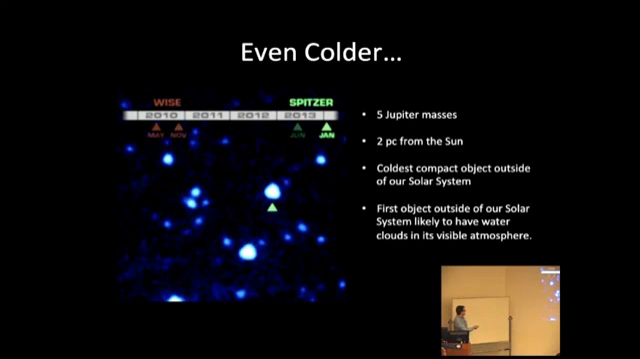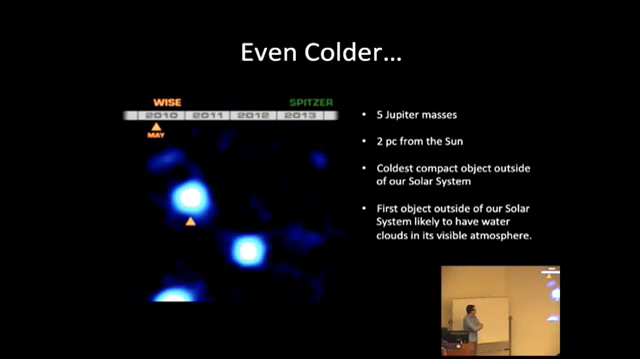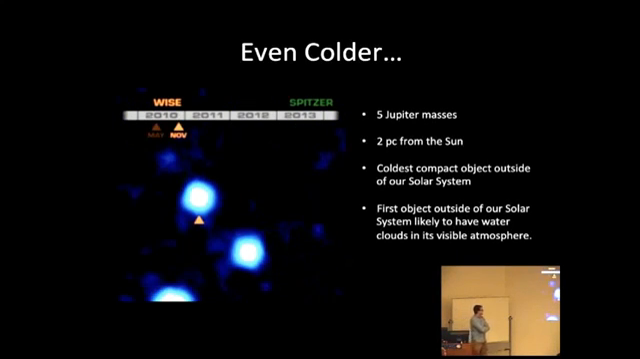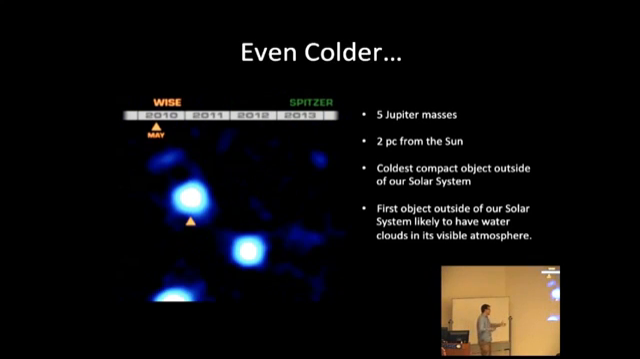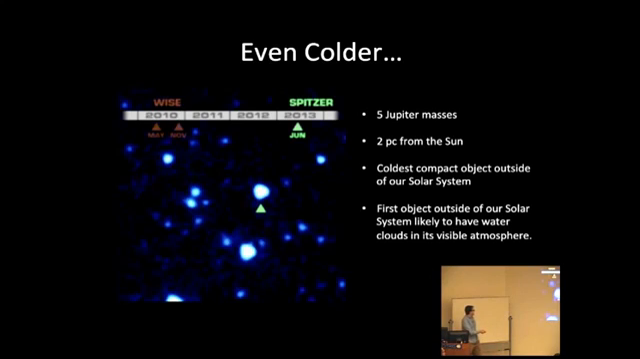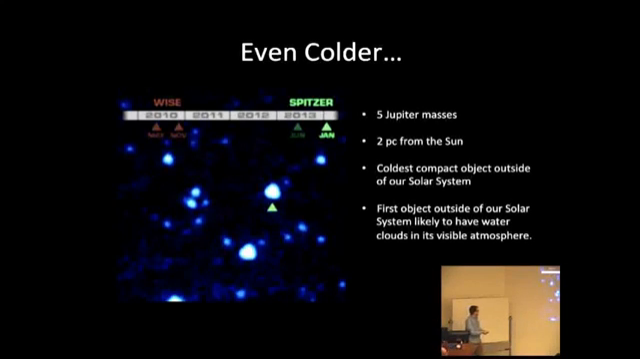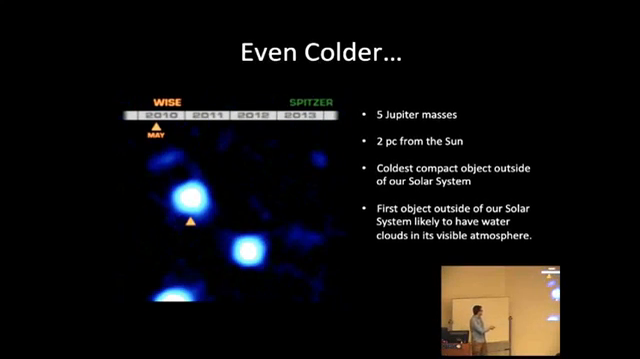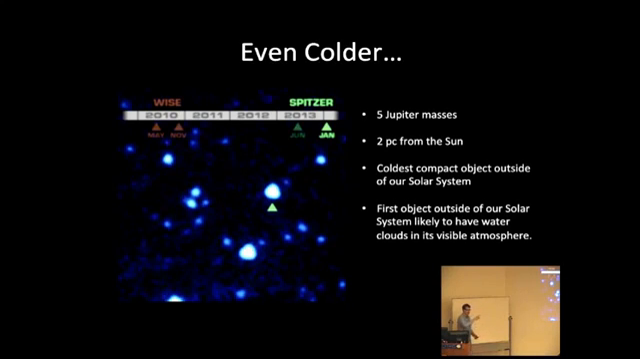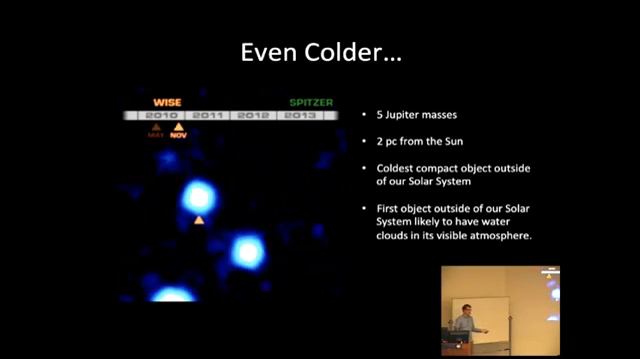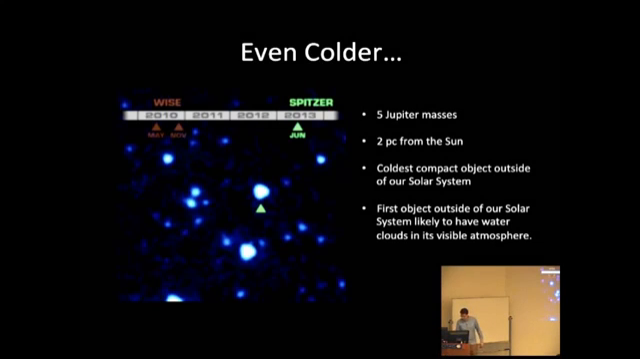So this guy is 5 Jupiter masses. It's 2 parsecs from the sun. It's the coldest compact object outside of our solar system, at least. It's not like the microwave background isn't colder, of course. And it's the first object likely to have water clouds in its visible atmosphere. It was discovered by the WISE spacecraft because it's moving extremely quickly on the sky, and then you take a parallax measurement and say, hey, this thing's really faint, and it's only 2 parsecs away.